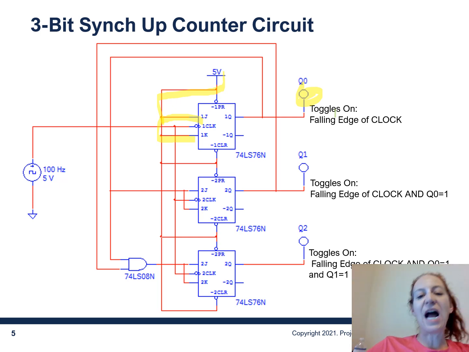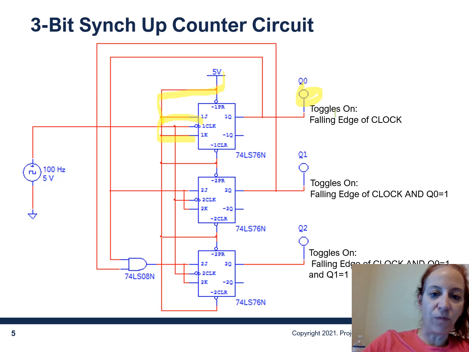When you tie both J and K high, that means that flip-flop is set to toggle. The other options are no change, set, and clear. But we want the flip-flop to just toggle. We want it to go on and off every time the clock goes. So the first flip-flop is tied to the clock, and it's in toggle mode, which means every single time that clock hits that falling edge, this guy is going to turn on and turn off.